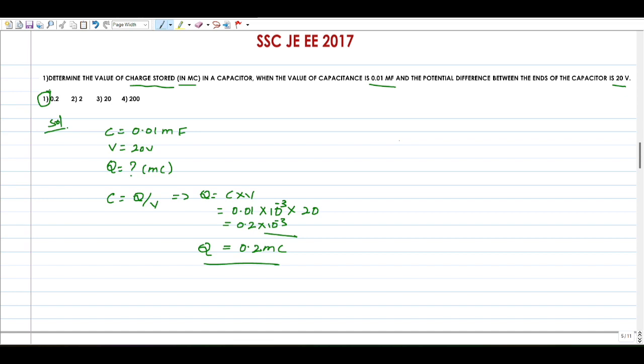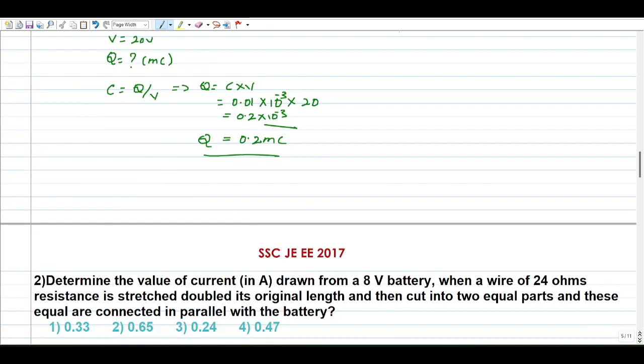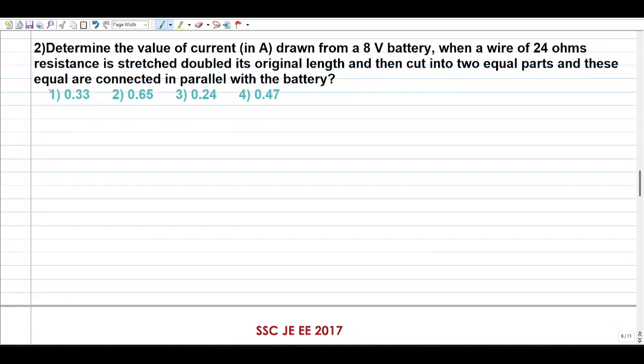Now we will solve the second problem. Determine the value of current in amps drawn from an 8 volt battery when a wire of 24 ohms resistance is stretched to double its original length and then cut into two equal parts, and these equal parts are connected in parallel with the battery. Now we'll solve the question. Here we need to find the value of current that is drawn from the 8 volt battery.